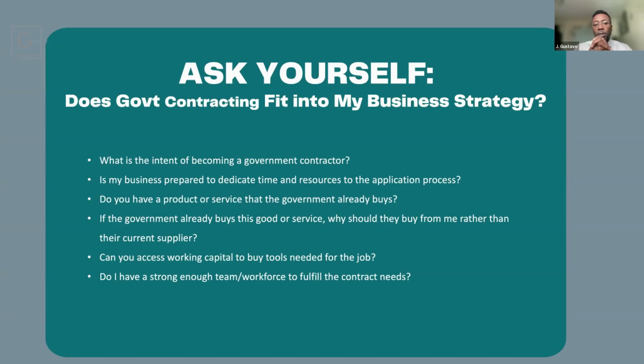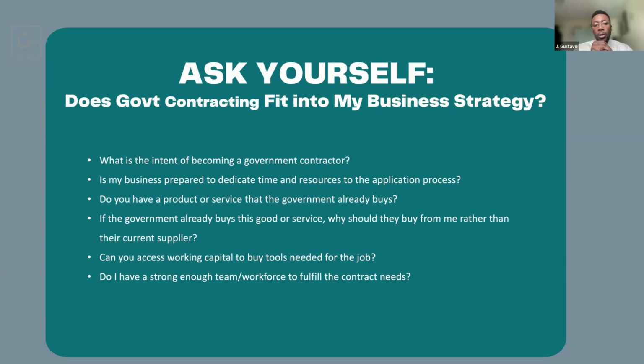Furthermore, do you have the product or the services that the government already buys? And if that is the case, if the government already has a product or a service that you're offering, why would they want to buy from you? What makes you different from the person that they've already contracted for either a couple of months or a couple of years? You need to be able to answer that before making the decision to seek out RFPs or any type of government bids.